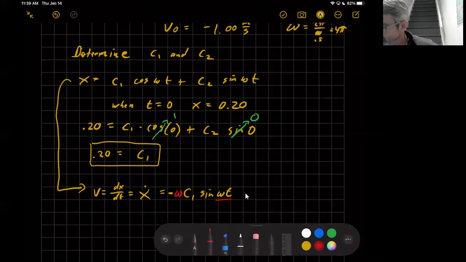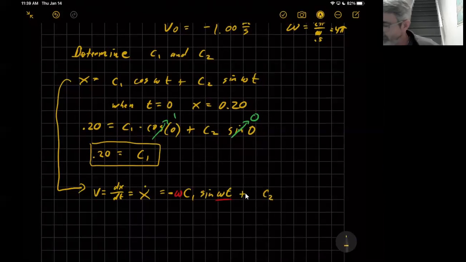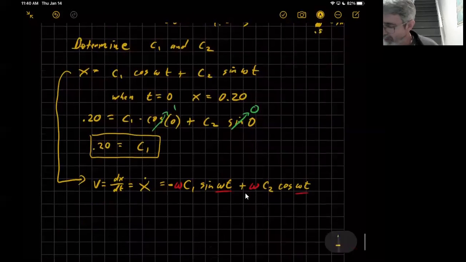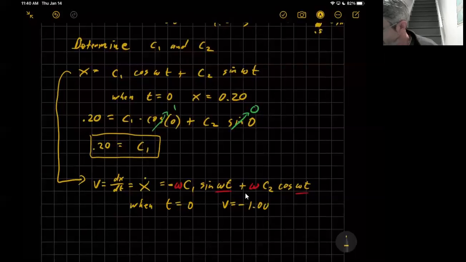Okay, now we get to the second term. So we have plus C2. The derivative of sine omega t would be cosine omega t, and then the chain rule will give us a factor of omega out there. So that's what our velocity equation should be. But from the given information, we know that when time is 0, v is equal to -1. That's exactly what v naught equals -1 means.